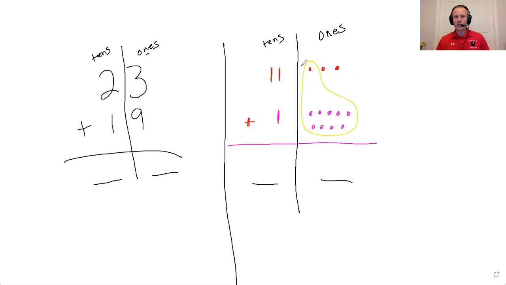Right? And since that's a group of 10, I have one group of 10. I can move that group of 10 over here and add an extra long. Right? And then what do I have left over? I have 2. So I end up with 1 long and 2 cubes.